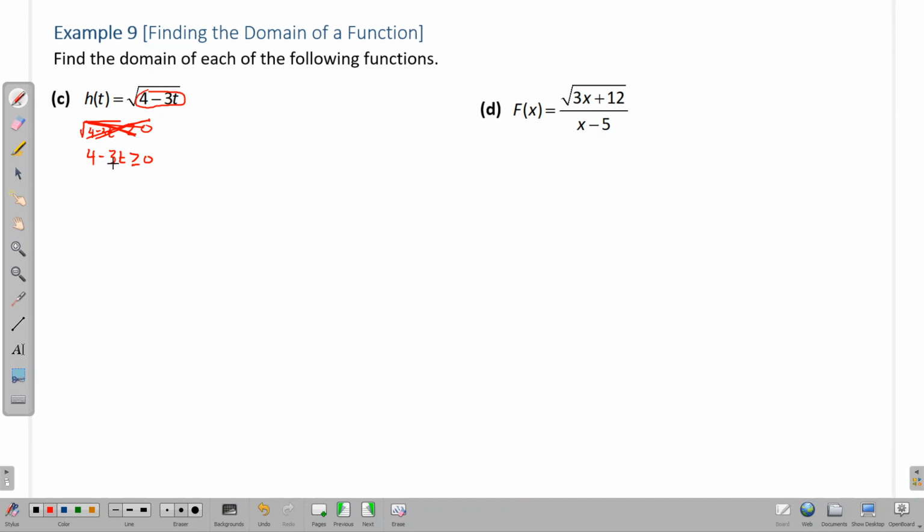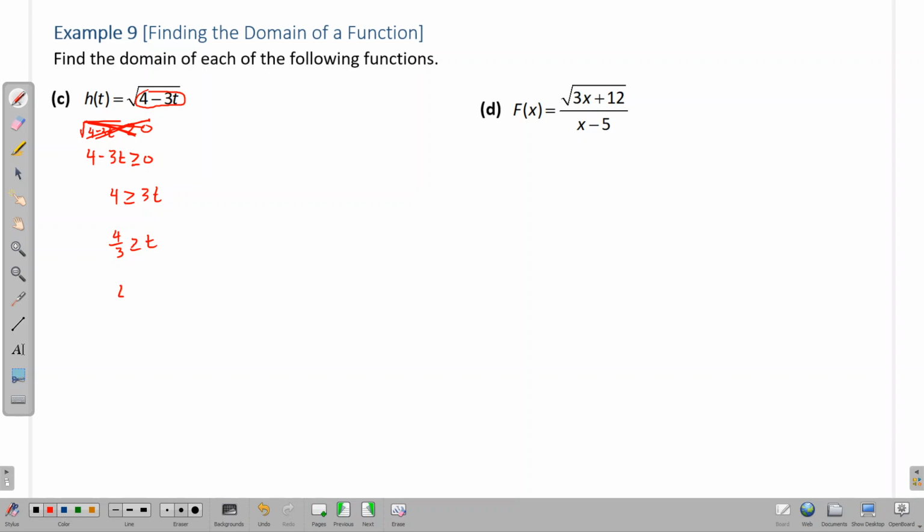We need the radicand, just what's inside it, to be positive. We don't care if the square root itself is positive. So if we solve this, add this over, 4 is greater than or equal to 3t, and then divide the 3 over, so 4/3 is greater than or equal to t. This is our domain, really.